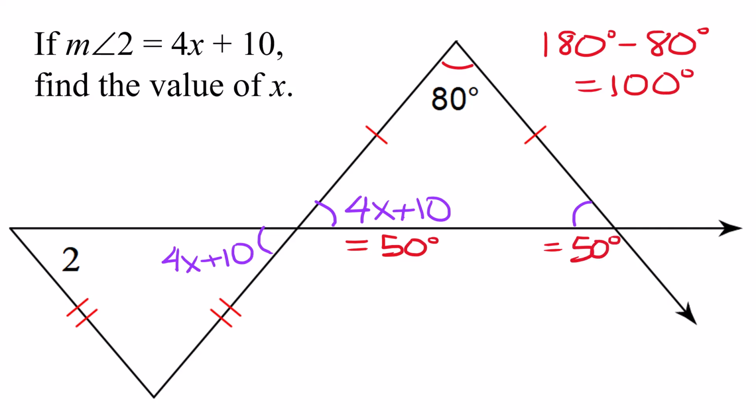Okay, now we got it. 4x plus 10 equals 50. Subtract 10 from both sides in your head. We get 4x equals 40. Divide both sides by 4. And we get x equals 10.